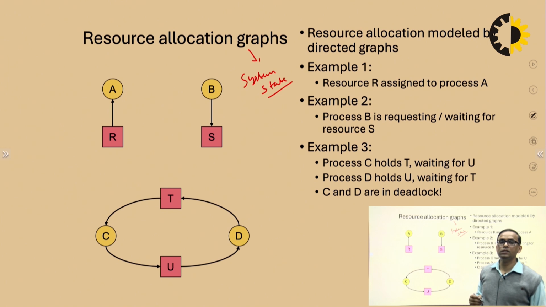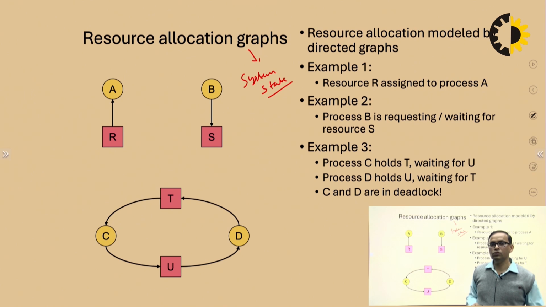Basically, the system state contains information such as: first, how many processes are there in the system; second, how many resource types are there; third, how many instances of each resource type exist in the system; fourth, how many instances of each resource type are allocated at a particular instant of time to the processes, and how many instances of a particular resource type are freely available, so that they can be allocated to a newly arrived process.